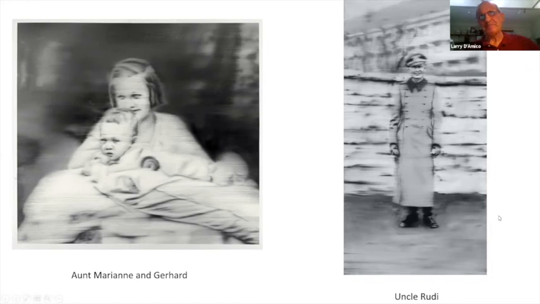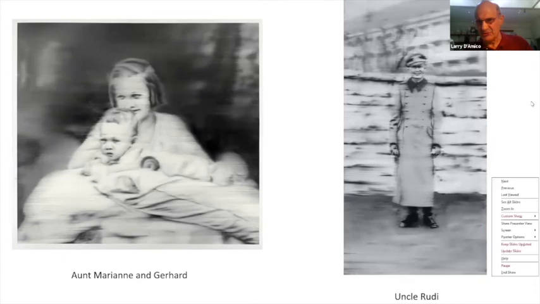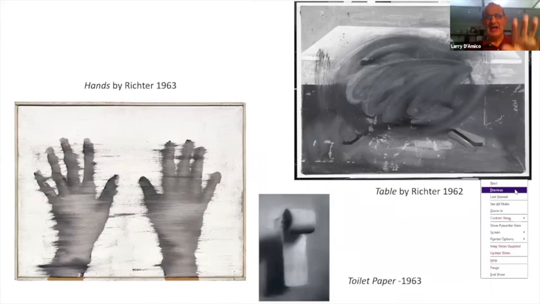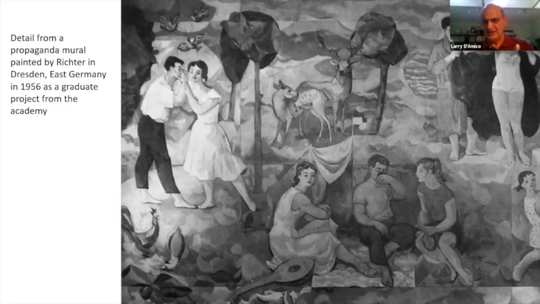So what we're seeing here are two of the photographs that Richter worked from after the war. I'm going to go back now to this other piece that I was looking at. This was something that Richter worked on. It's a mural that he did in East Germany.